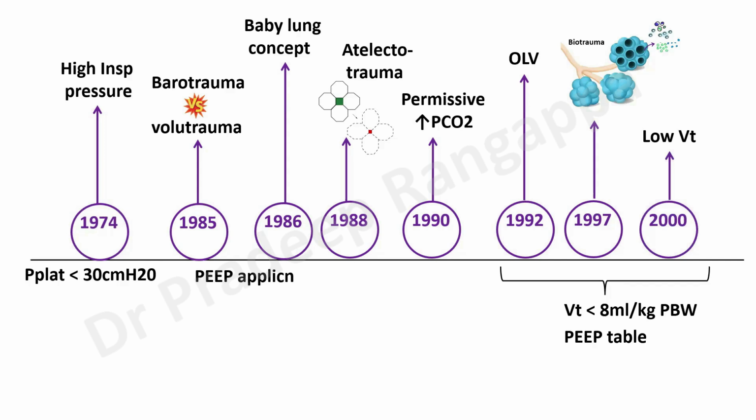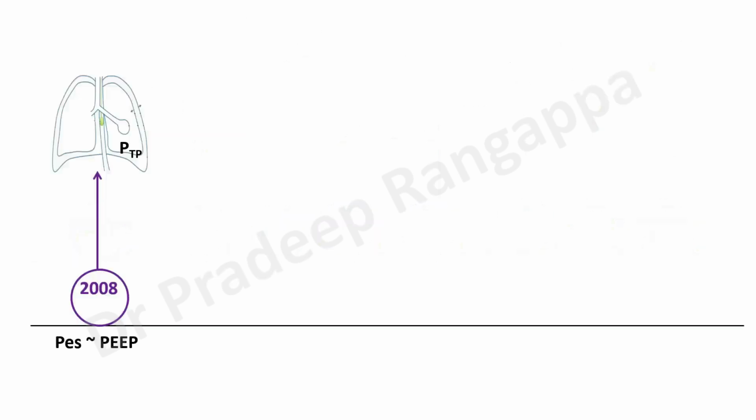And at around 1997 to 2000, the whole concept and understanding of maintaining tidal volume less than 8 ml per kg of predicted body weight and the PEEP table came from the ARDSNet group. And all these were adopted as tools to manage ARDS in a safe way. So these were some of the timelines.